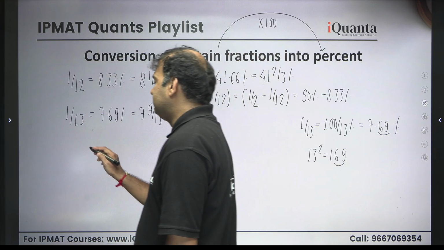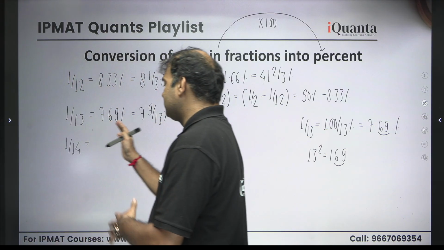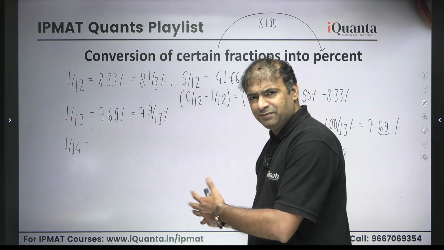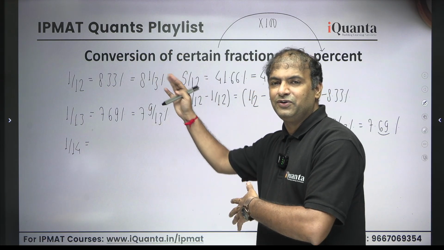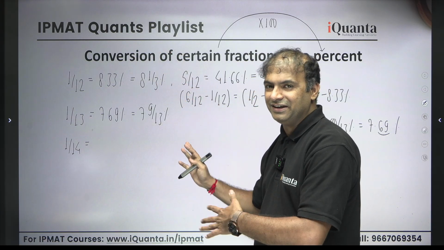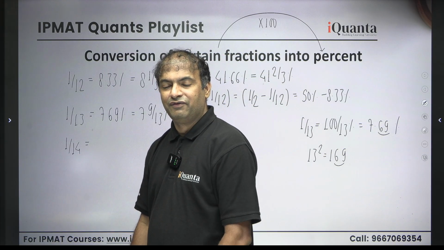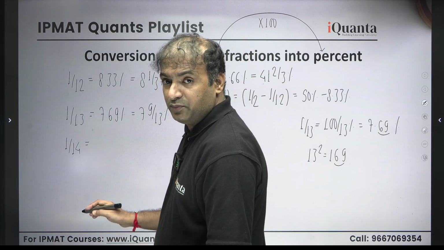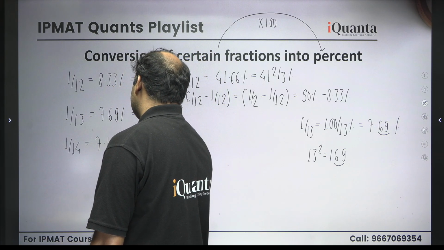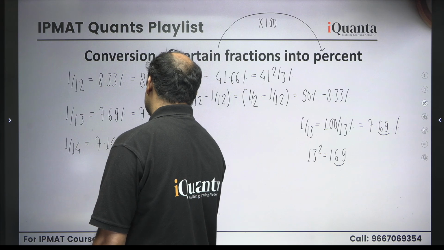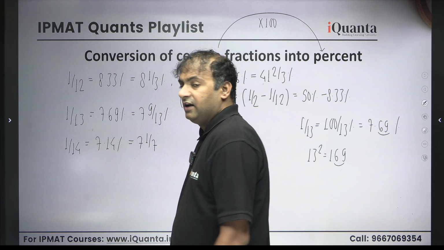All right. Now the next one is 1 by 14. We are not doing the multiples of them because they are not as many, and I'm sure you will be able to do them because we have learned multiples of a lot of fractions earlier. Okay, 1 by 14, guys, we can say this as half of 1 by 7. 1 by 7 is 14.28, so half of this has to be 7.14, right? Which we can also say as 7 and 1 by 7.